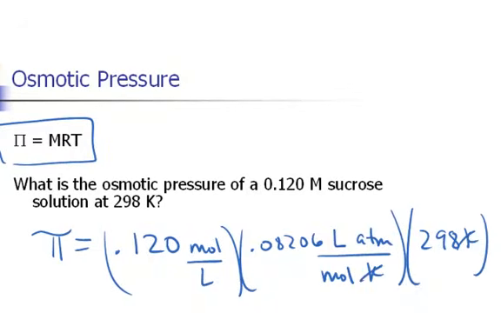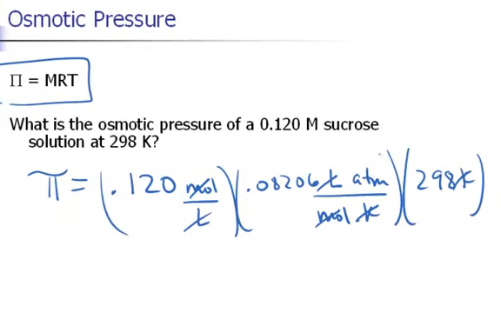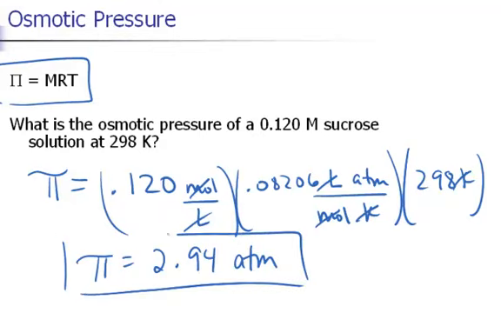So the Kelvin unit cancels, the mole unit cancels, the liter unit cancels, and you're left, in this case, with your osmotic pressure expressed in terms of atmospheres. And in this particular case, the value is 2.94 atmospheres. That is the osmotic pressure of that particular solution.